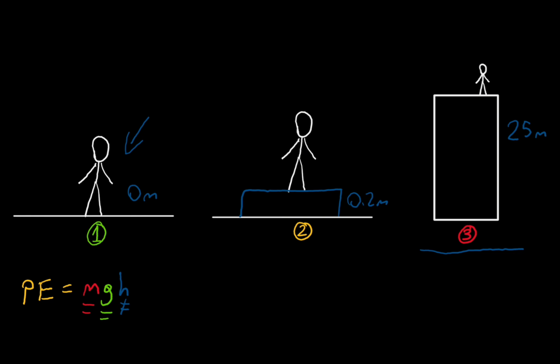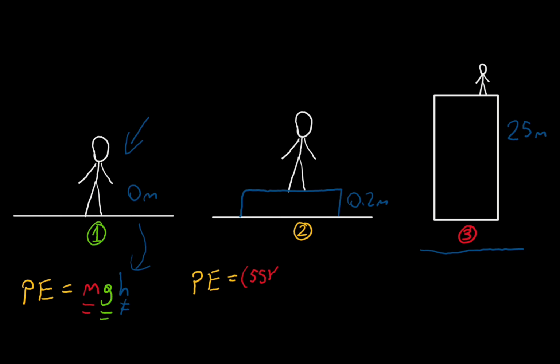In the first drawing, the man's height is 0 meters. So if we plug this into the formula as the height, we don't even need to input the mass and the gravity, as anything multiplied by 0 is 0. Meaning that here he has no potential energy. In the second one, he's standing on top of a 0.2 meter tall bench. Let's say that his mass is 55 kilograms.